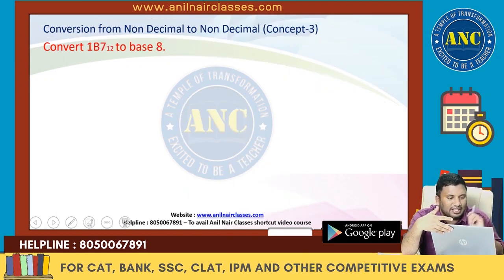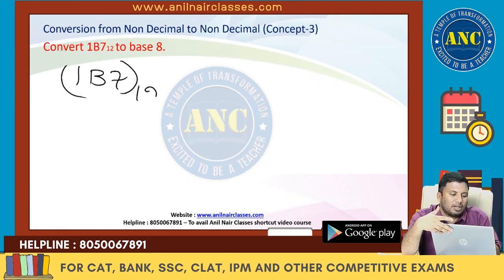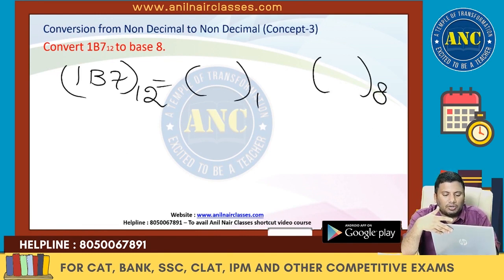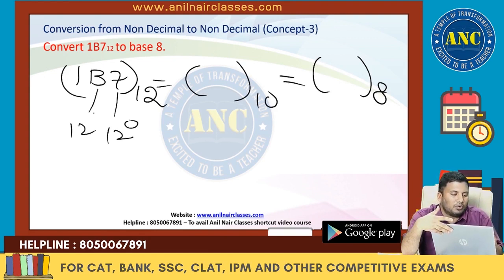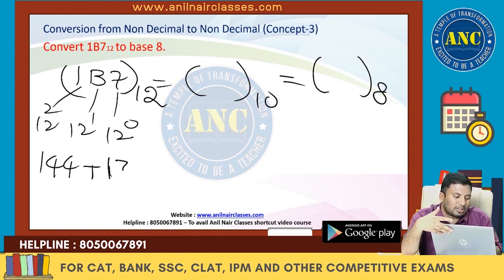Because we discussed non-decimal to decimal and decimal to non-decimal, only one variety is there. 1B7 in base system 12, I want to convert into base system 8. Non-decimal to decimal: 12 power 0, 12 power 1, 12 power 2. 1 into 144 is 144. B is 11, 12 into 11 is 132. 1 into 7 is 7. So this becomes 276, 283.